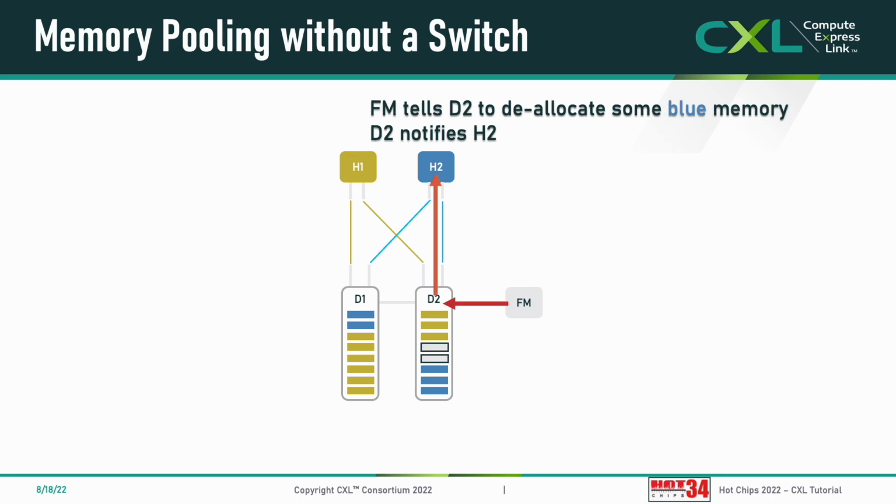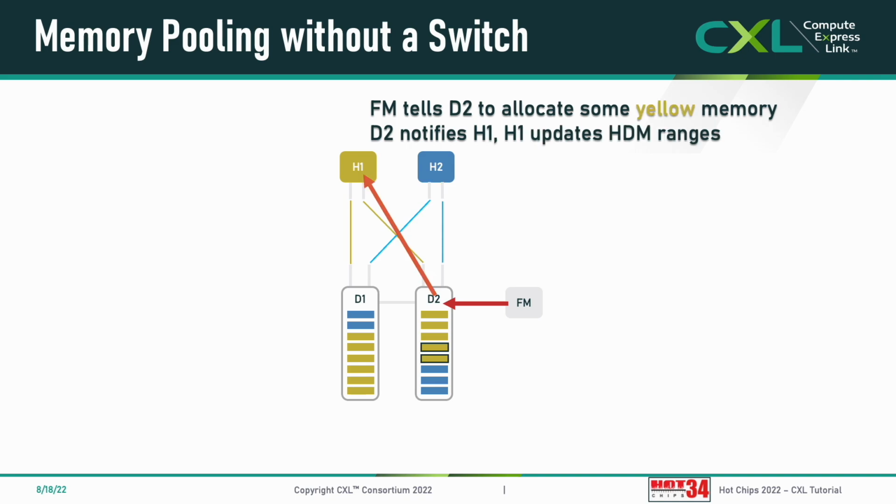Device 2 notifies the host that something has changed. The memory is now free. Fabric Manager then sends a new command to the device indicating that host number 1 should now be allocated that memory. Thing to note is that although this looks like an MLD, multi-logical device, it's really a single logical device that has multiple ports and the memory can be allocated between them.